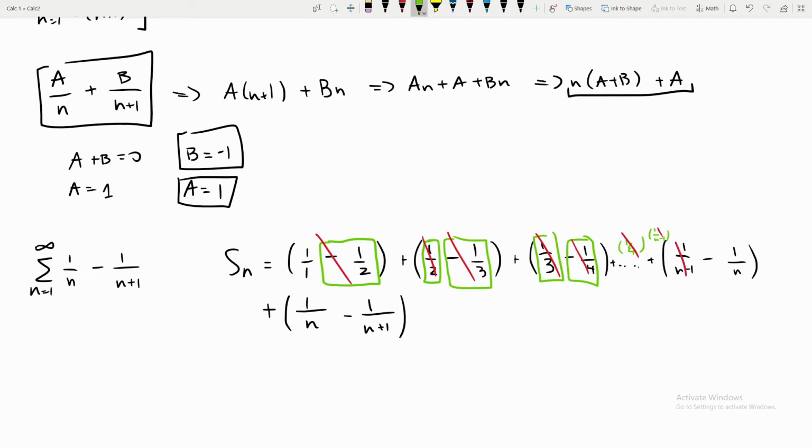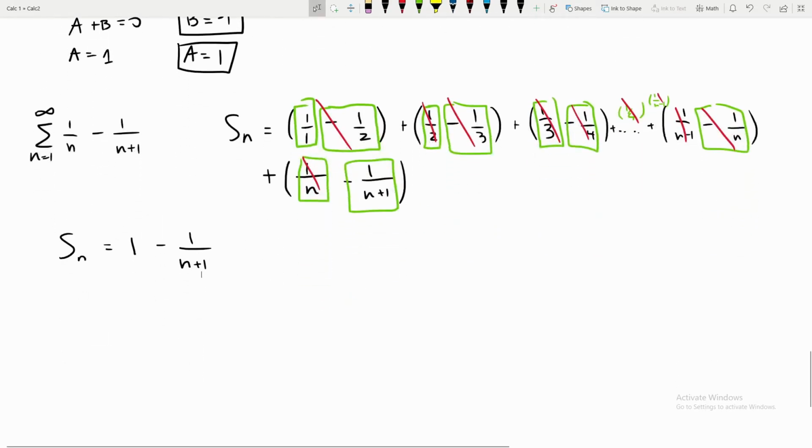And then we get minus 1 over n, and then we get positive 1 over n, so we can cancel these two terms out. And finally, we reach this term, and we can see that the only two terms left that wouldn't be crossed out are this 1 over 1 and minus 1 over n plus 1. So therefore we can simplify this partial sum to say that S of n is equal to 1 minus 1 over n plus 1.